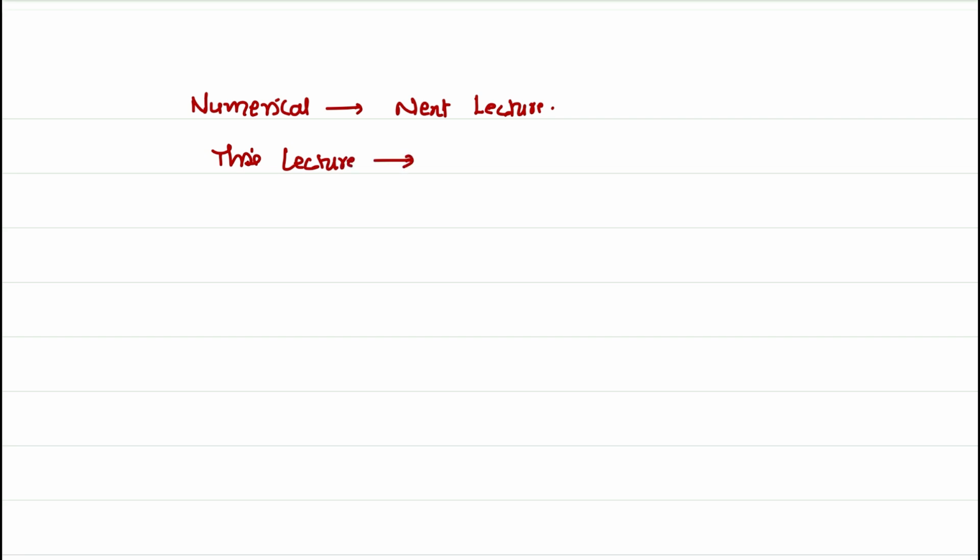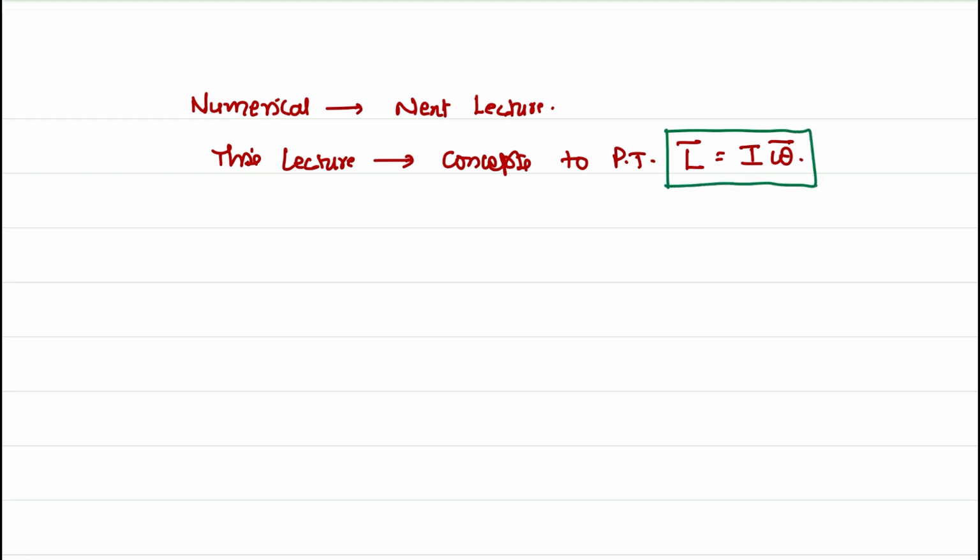In this lecture, we will develop concepts to prove that L is equal to I omega. This is what we are going to prove now. We already know this. We already know L is equal to R cross P.